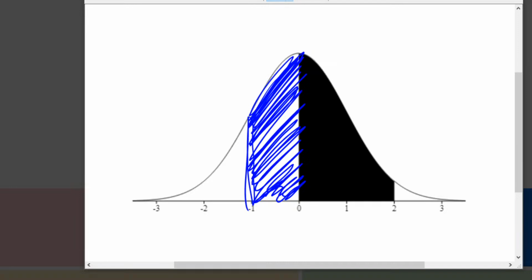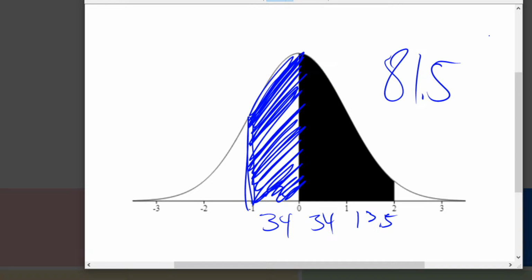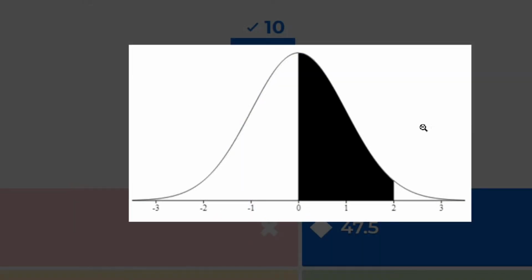81.5, exactly, because Hannah actually just said in the chat that this is 34, which is half of 68. So this is 34, this is 34, this is 13.5. And this should be in the notes. We've got the graphics right here. If you add that up, you get 81.5 area. You could also subtract: if you think that this is 13.5, you could do 95 minus 13.5. So that's another alternative solve right there. Quite a few ways to solve this, just really good practice.